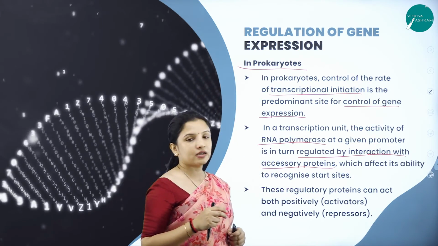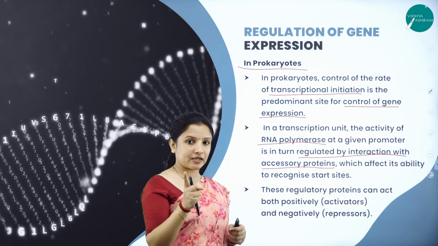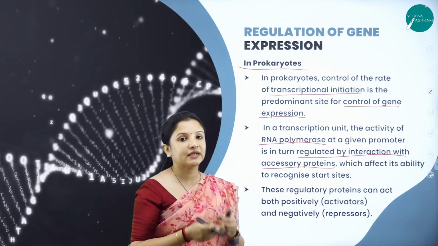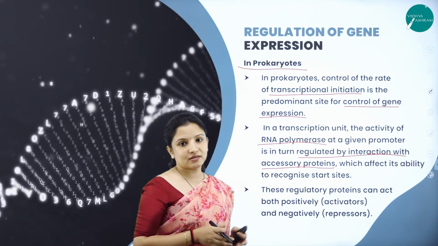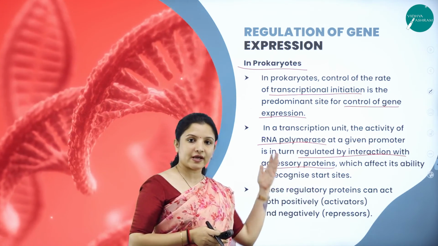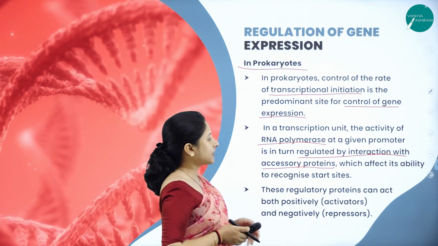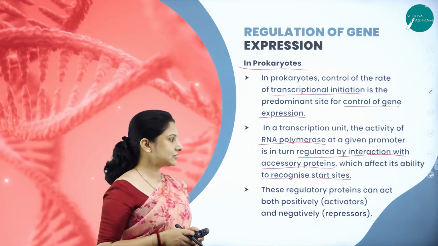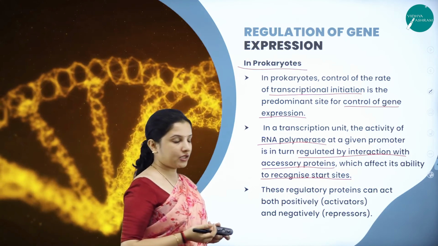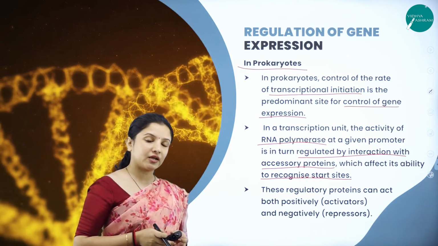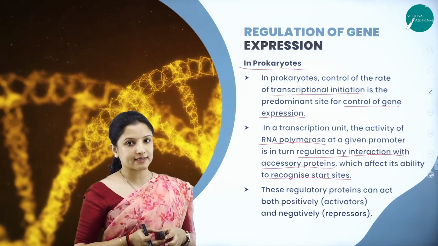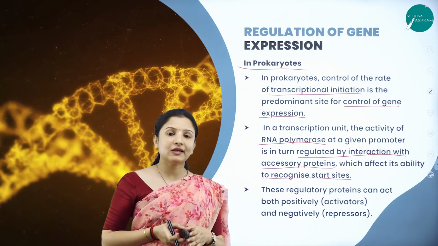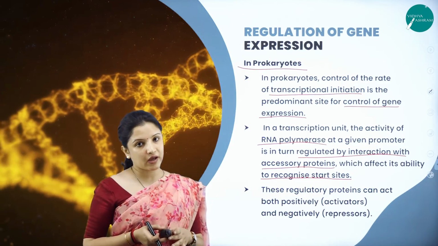Now, from where will the RNA polymerase get produced? Again, RNA polymerase is an enzyme which is regulated, which is formed by the interaction of various accessory proteins. How are these proteins produced? We had studied earlier, and which affects its ability to recognize the start site. So these regulatory proteins can regulate or activate the process of transcription, the formation of an mRNA strand, or they can stop the process of formation of the mRNA strand.